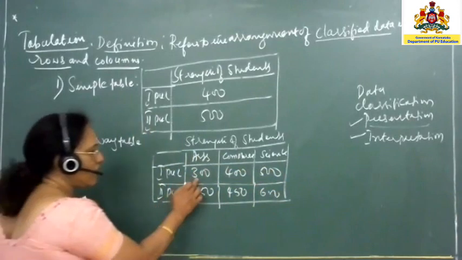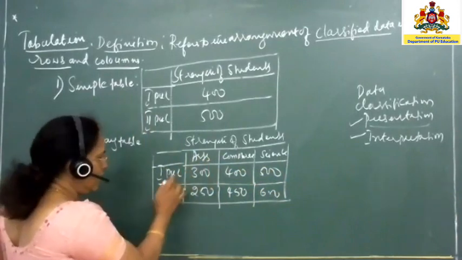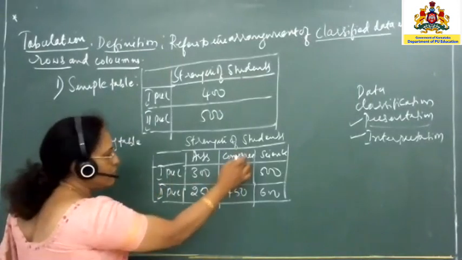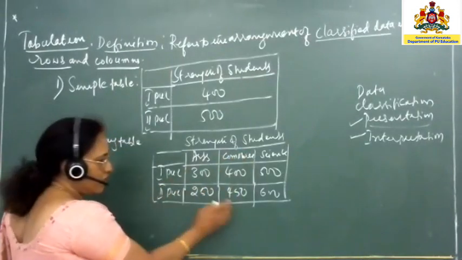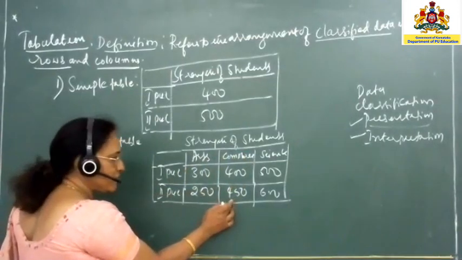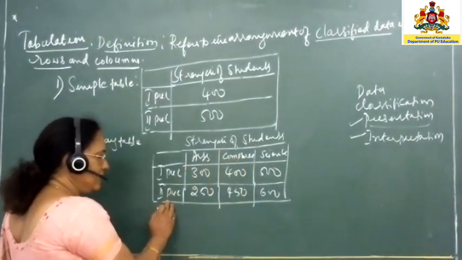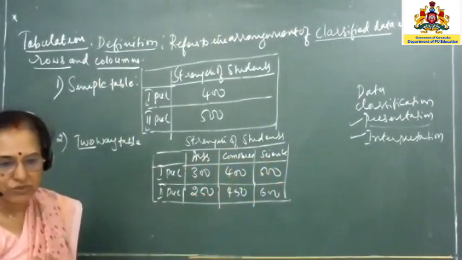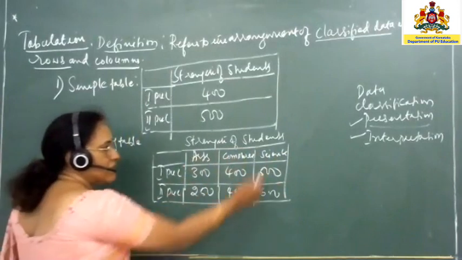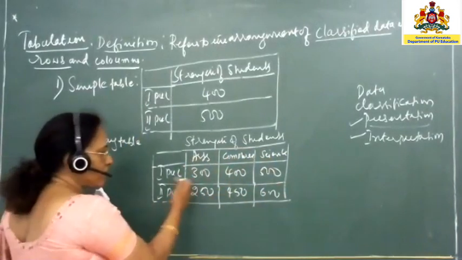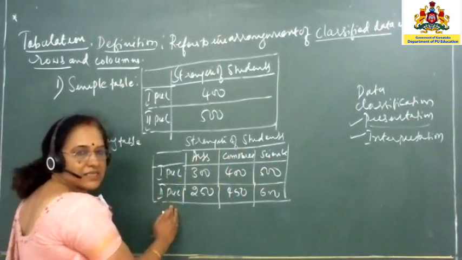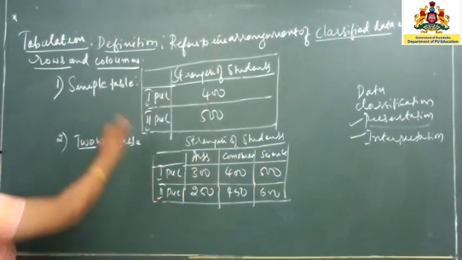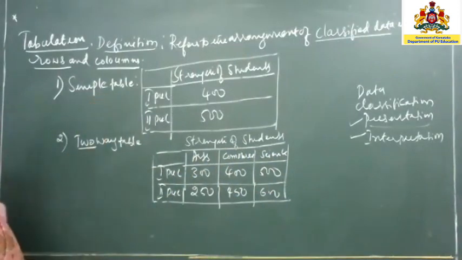You say that there are 300 students who belong to arts faculty and they are in first year PUC. You take this one, there are 400 students who belong to commerce and they are in first PUC. You take this number 450, there are 450 students who belong to commerce and they are in second PUC. If you take the grand total, you can find out the total number of students in arts, commerce, and science. Along with that, you can find out the total of students who are studying in first PUC as well as in second PUC. Is it clear? So we have covered the first one, the simple table, and the second one, the two-way table.